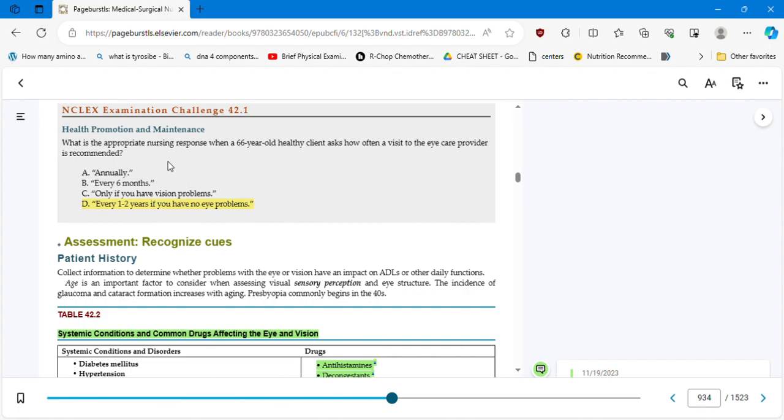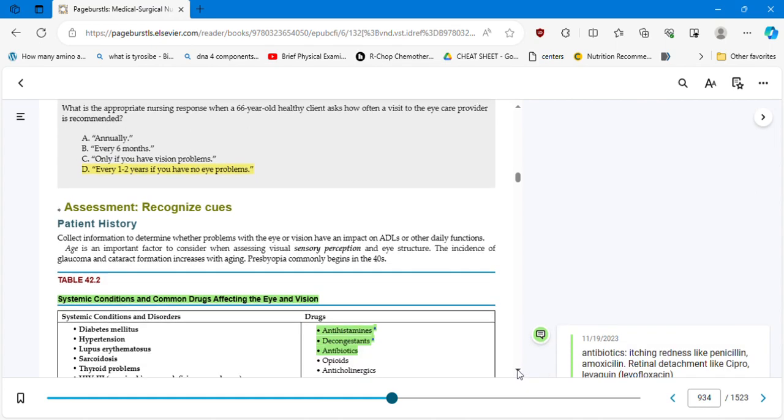What is the appropriate nursing response when a 66-year-old healthy client asks how often a visit to the eye care provider is recommended? Every 1 to 2 years if you have no eye problems. Of course, if the patient is diabetic, probably they are going to be seen every 6 months. Please take a look and pay attention to the NCLEX examination challenge questions, because I may include some of these in the exam.